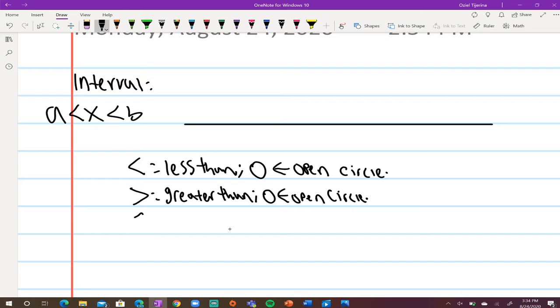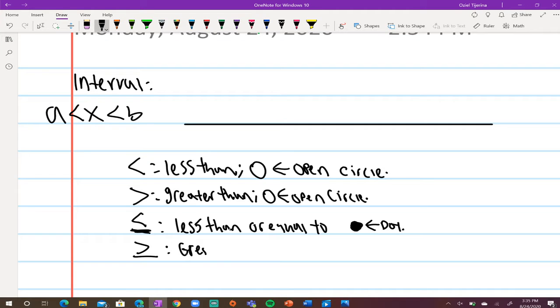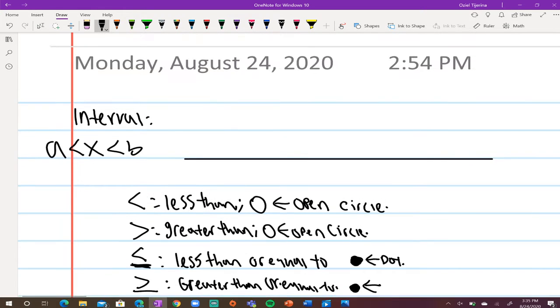This one, with the little line on the bottom, is less than or equal to, and for this one you're going to do a dot. And this one is greater than or equal to, and you're going to do a dot again. I'll explain what that means in a minute.